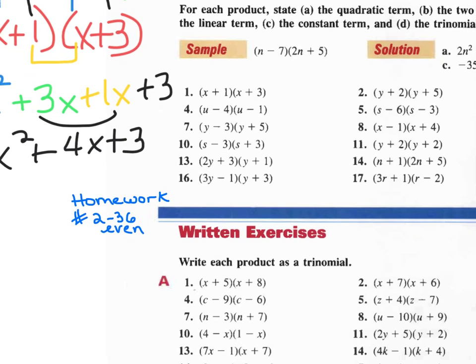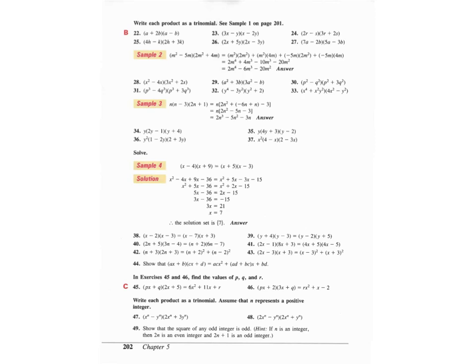Is 2 through 36 even? So pretty quick multiplication problems. Again, you're foiling. You should be able to group the two middle terms and turn all of the answers into trinomials. Your homework.